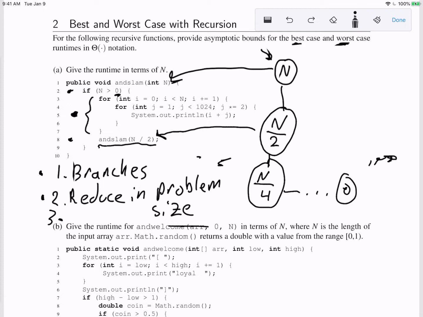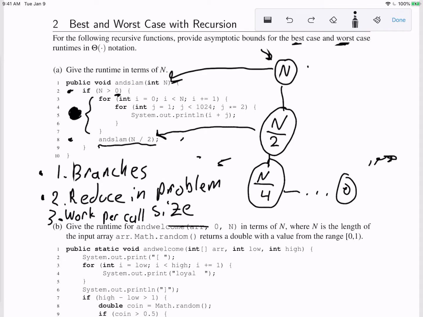Now we need to consider number 3. And number 3 is going to be work per call. What work per call means is this stuff I alluded to earlier. The way recursive functions always work is first the function will do some work. In this case, it's this double for loop. And then it's going to recursively call itself a few times. In this case, just one. And so if we want to find out how much total work is done, we need to figure out basically the sum of all the work done in each recursive call.